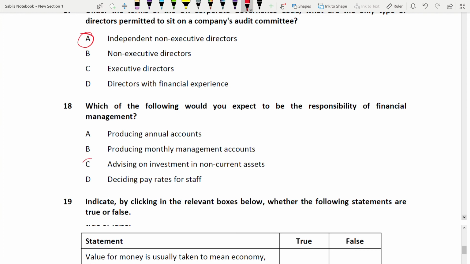It's an investment decision. In fact, this is one of the three. Remember the three main key decisions of the financial manager: investing, financing, and dividend. So this is an investment decision.